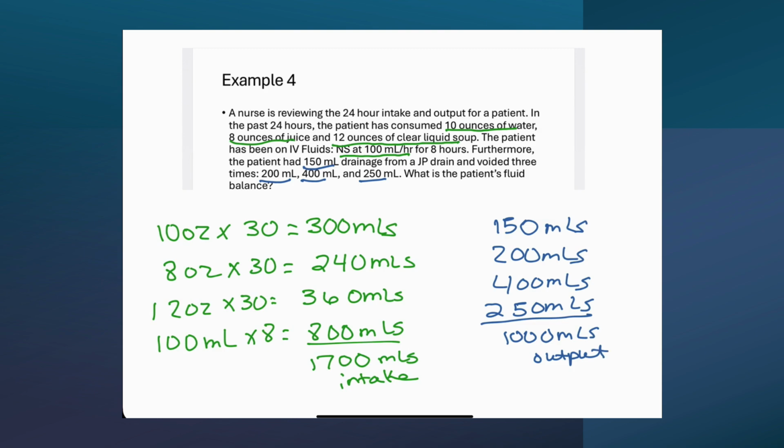Now, in order to get the fluid balance, we're going to subtract the output from the intake. So we're going to do 1,700 minus 1,000, and we're going to get 700. So we're going to get a plus 700 mLs. So what does this mean? This means that the patient took in more than they let out. So what could be some reasons for that? If your patient was super dehydrated, this is expected, but also if your patient had like heart failure or they had kidney problems. All right, so these are the examples.